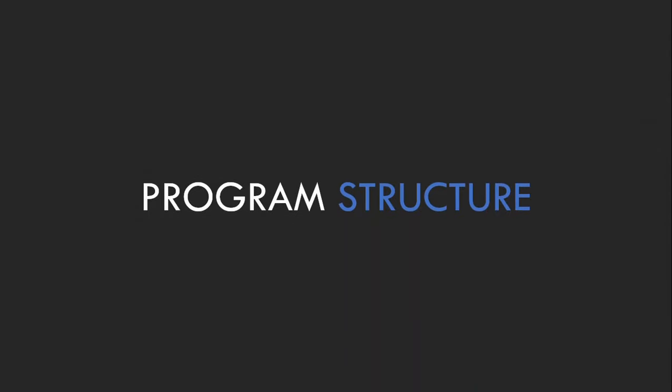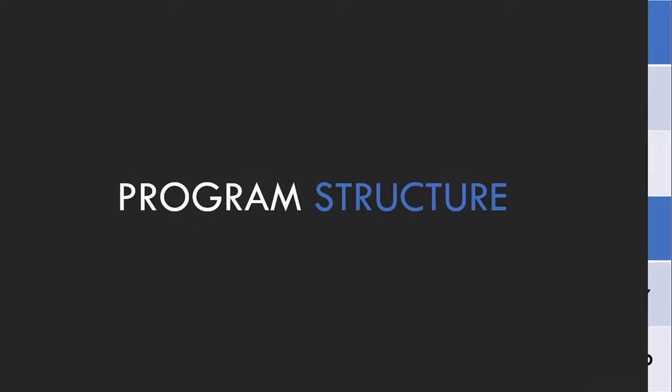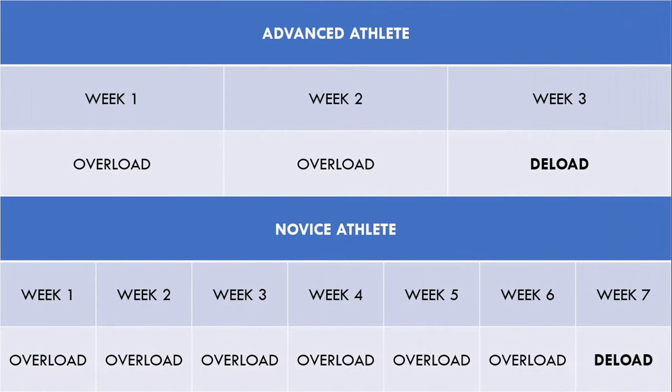Now that we know what qualities we will be targeting, the next consideration is how the program will be structured. First and foremost, we need to establish how many overloading versus deloading weeks we are going to employ. Generally speaking, anywhere between 2 to 6 weeks of overloading training can be implemented before a deload week. More advanced athletes will generally require deloads more frequently and may veer towards the lower end of these recommendations, while less experienced athletes may be able to handle more overloading training before a deload week is implemented.